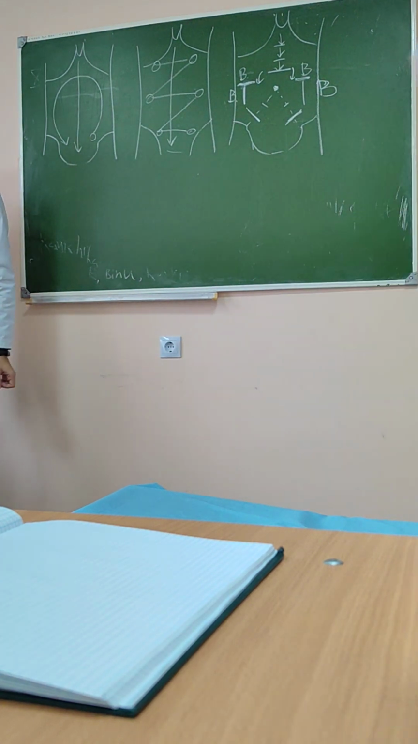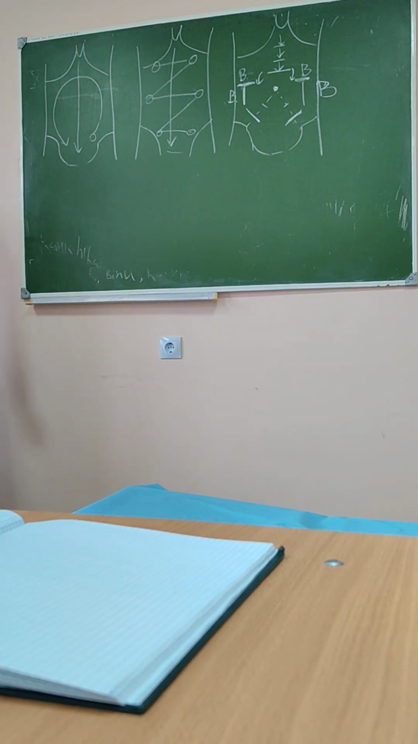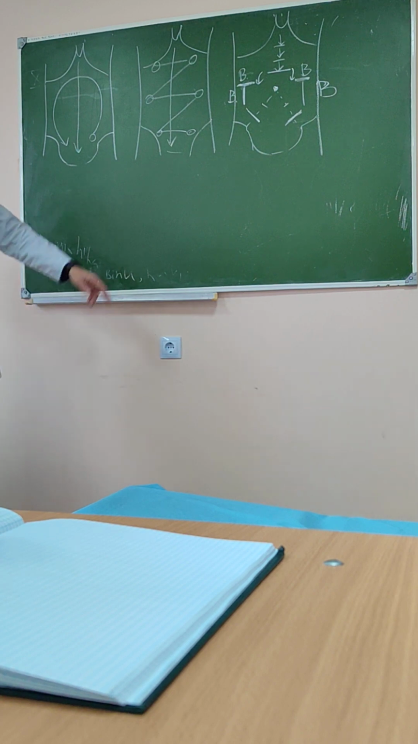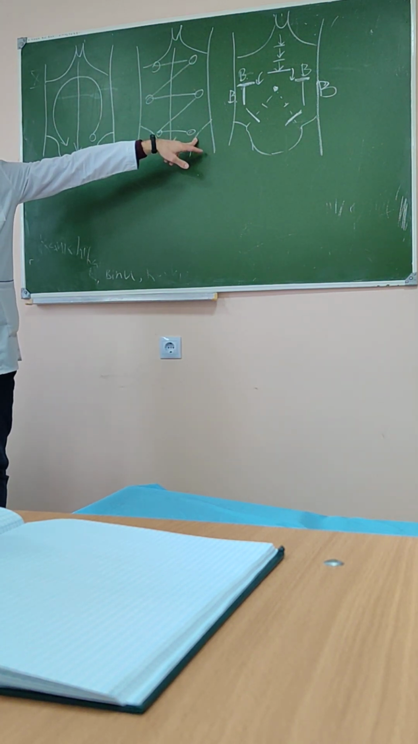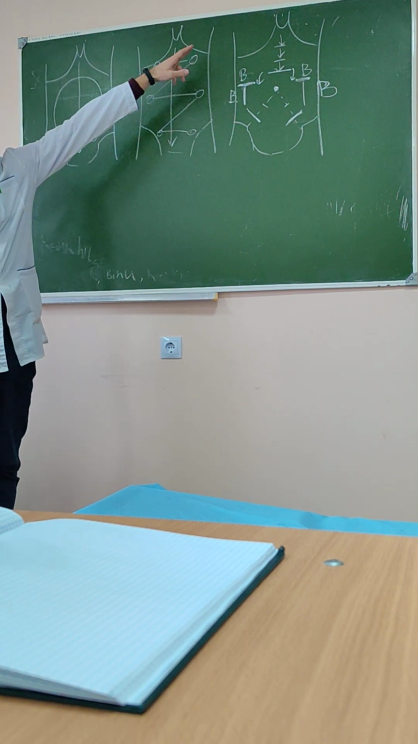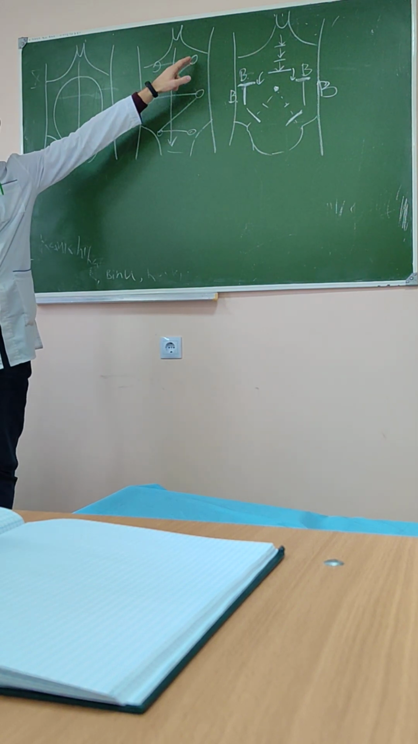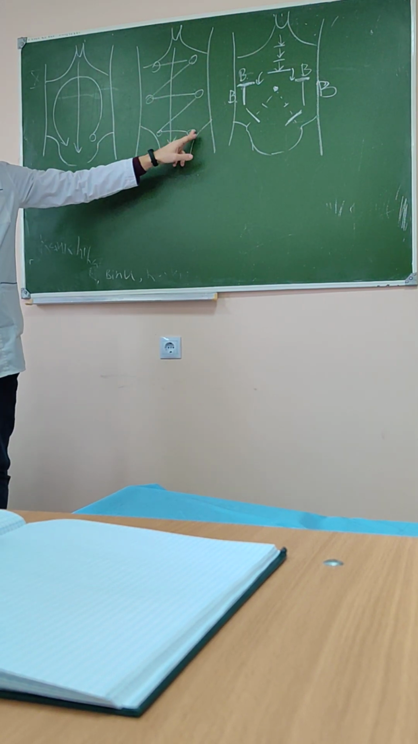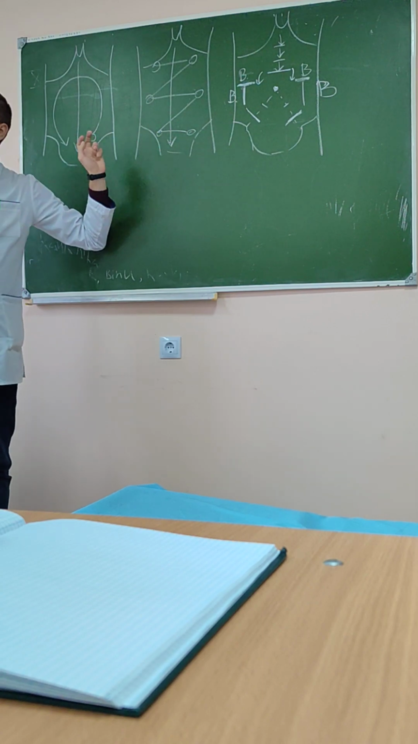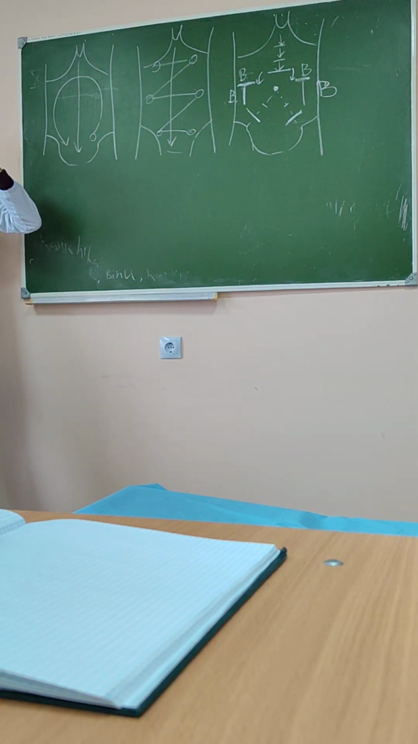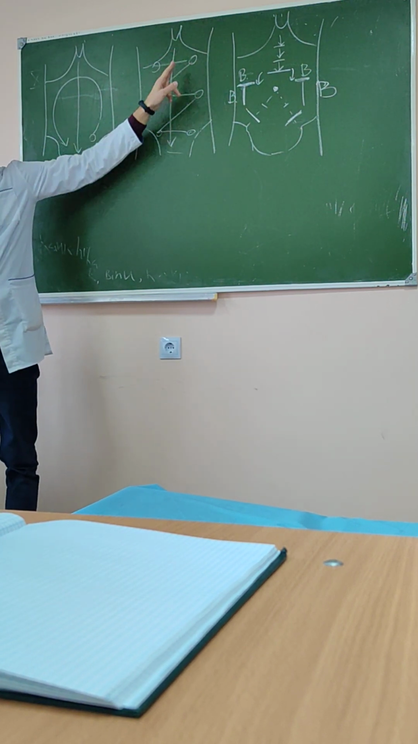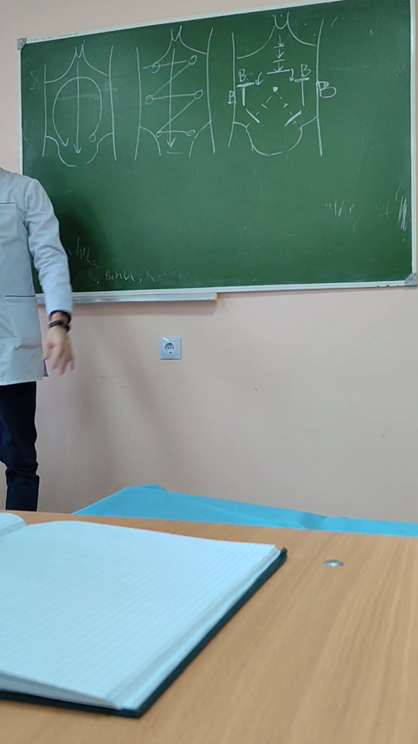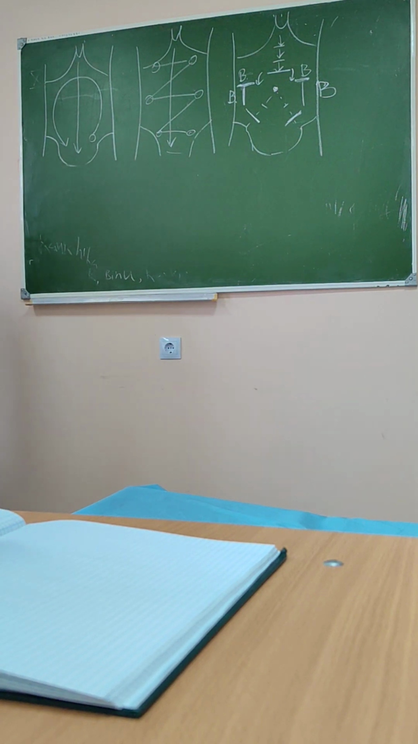We need to start palpation at the maximal distance from the pain location. If the patient feels pain here, we will start palpation from this place. If pain is here, we will start from this place. And palpate symmetrical points. The painful point has to be last. Next, we palpate from the upper parts to the lower parts, or the opposite, from the lower parts to the upper parts, depending on pain location.